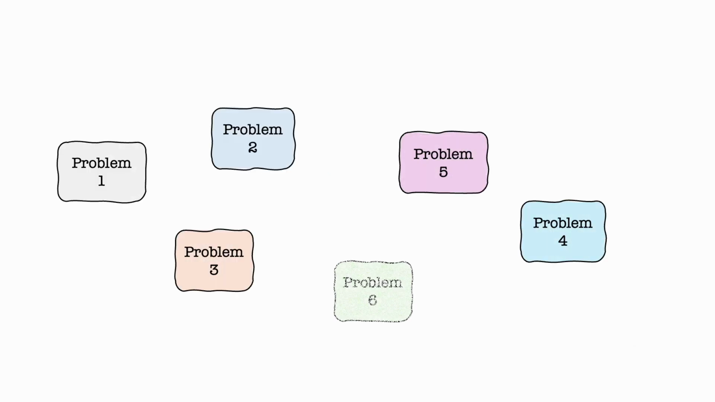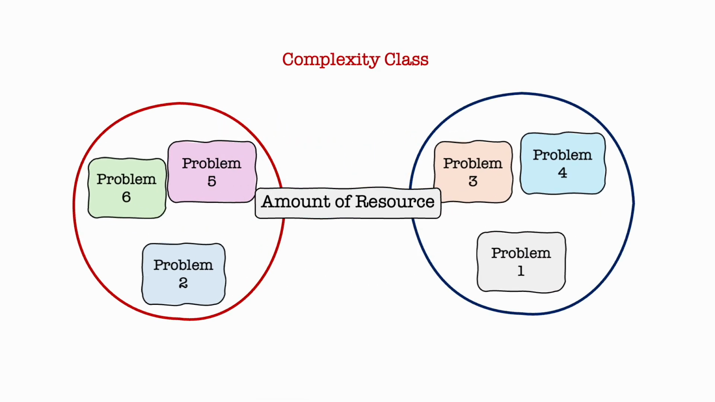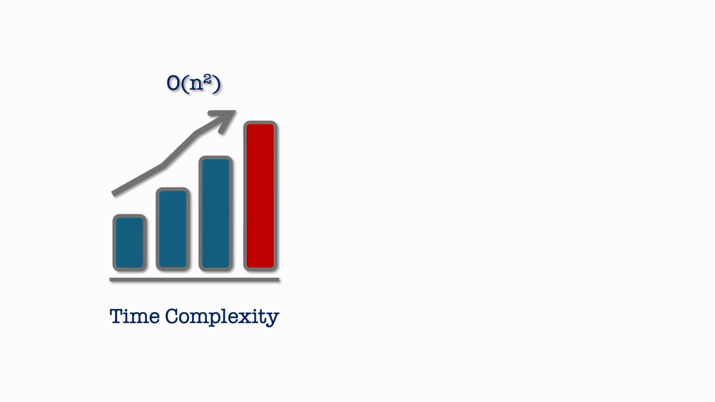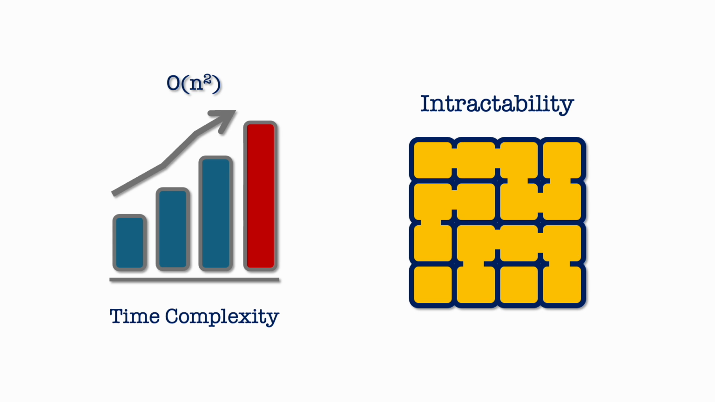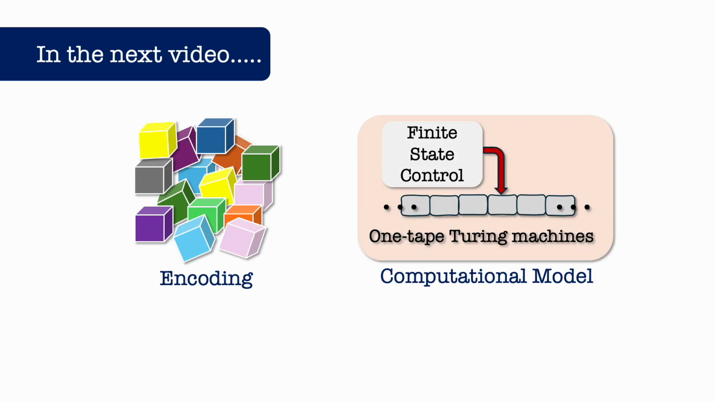To study intractability or difficulty of computational problems, we define a complexity class where we group problems that can be solved using a specific amount of resources. The resource we are talking about is time. In this video, we explored the concept of time complexity and what makes a problem tractable or intractable. This foundation will help us better understand the P and NP classes in the upcoming videos. In the next episode, we will dive into encoding and explore computational models.